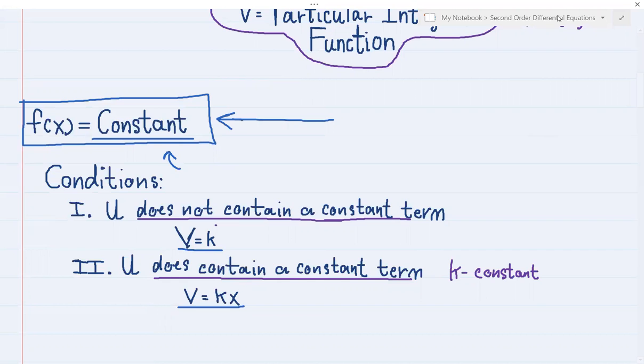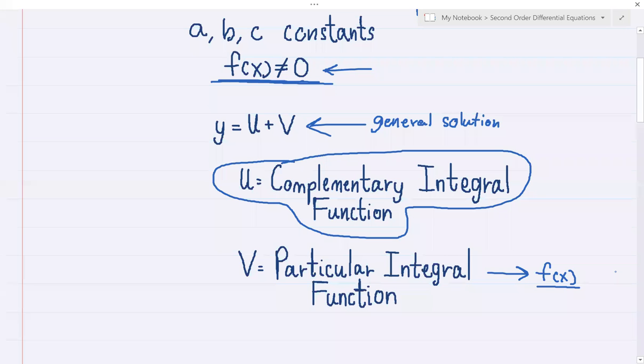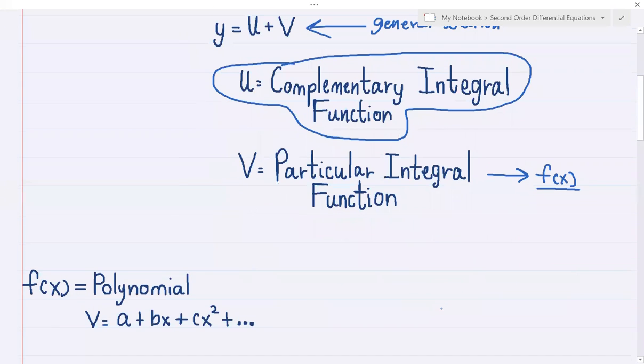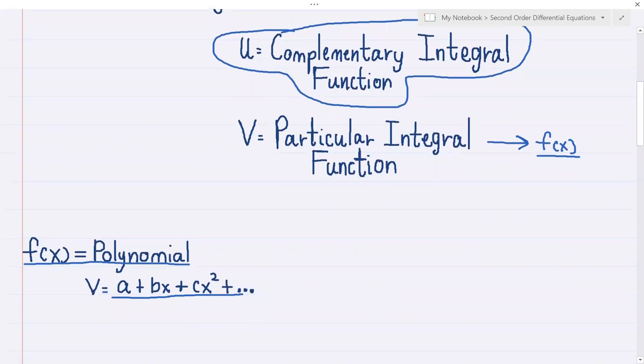But right now, since we are talking about a polynomial function, we are going to use your v, or your particular integral function, as a plus bx plus cx squared. Okay? So once again, your v for this case, if your function is polynomial, would be v is equal to a plus bx plus cx squared plus and so on. So how would you use this one? Because this one seems conditional, all right?